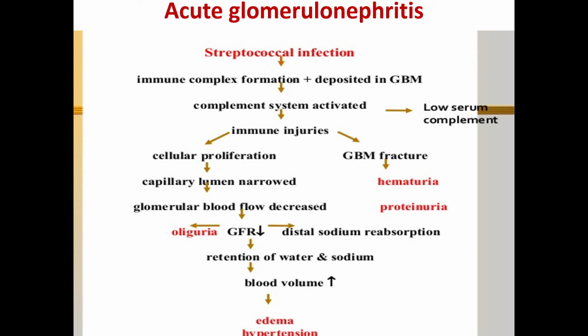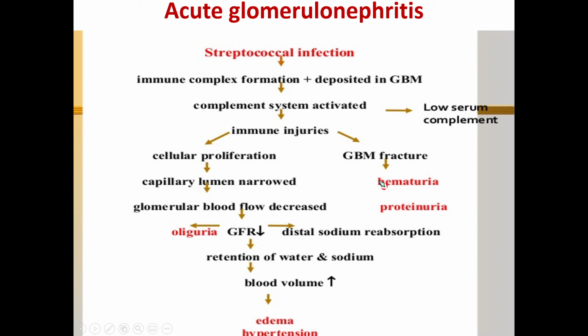What happens there? You will find albumin in the urine. Why this albumin? Because the basement membrane has been damaged, due to which leakage of albumin occurs. So albumin and proteins will be present in the urine of that patient. Then you will also find hematuria. Hematuria means the presence of blood in the urine. This is known as hematuria.